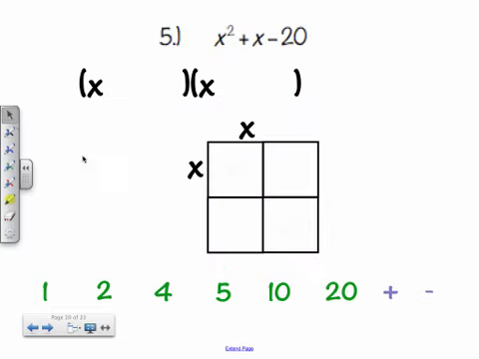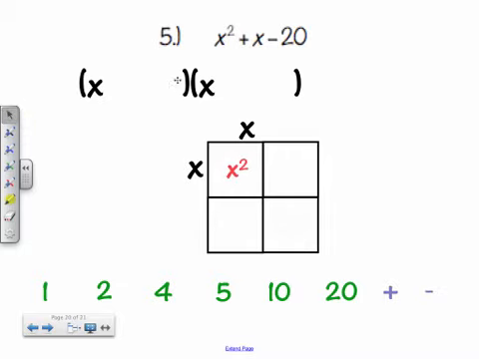Alright, now in example number 5, if you notice, there's a leading coefficient right here of 1. Remember, the leading coefficient is the first coefficient that you see in your example. That makes things a lot easier because the only possible values that I can get to multiply together to give me this x squared are just plain and simply x and x. So I have the x here and the x there. Multiply it together, you get x squared.